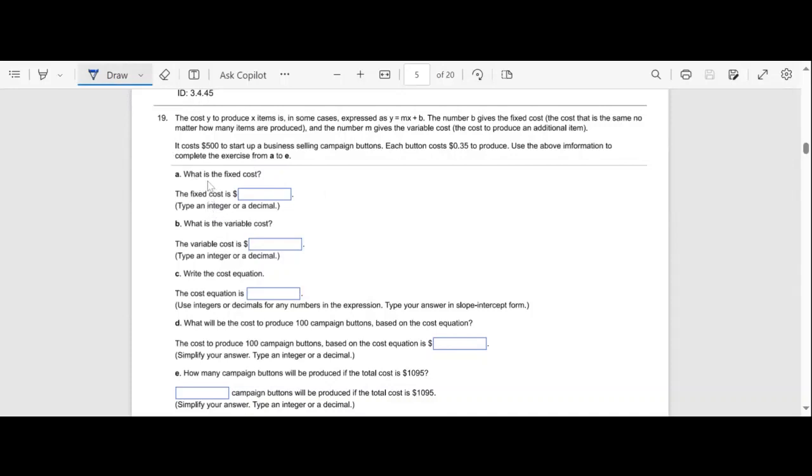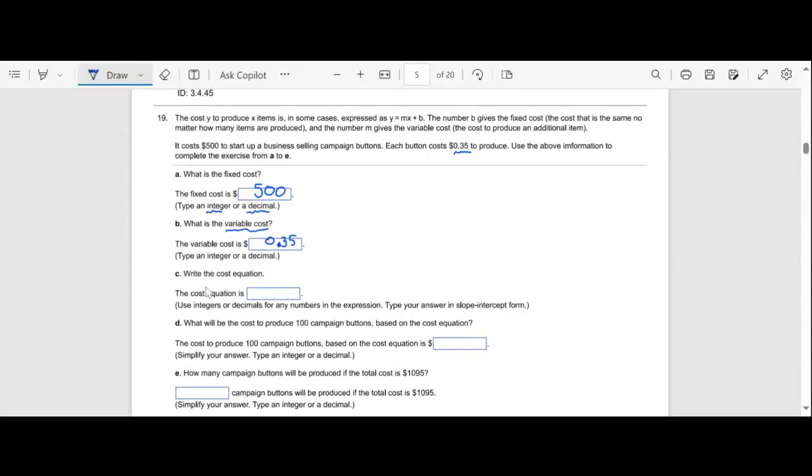So to answer the first question, what is the fixed cost? The fixed cost is $500. Remember here, we have to type integers or decimals. Since we have integers, we'll keep it as this. B, what is the variable cost? The variable cost is the one that is changing. So each button costs 35 cents. So the variable cost here is going to be 35 cents.